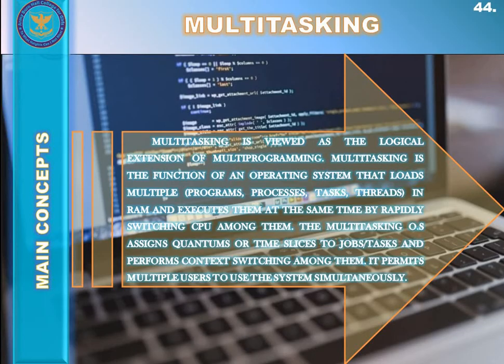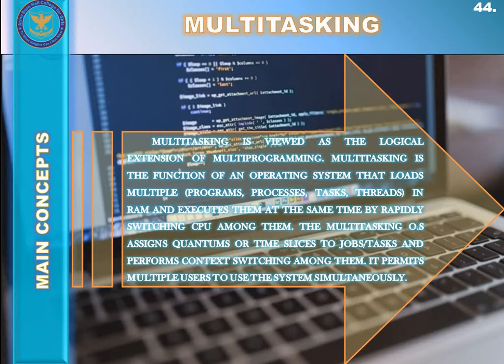Now, dear students, we are done with multithreading. We are done with multiprogramming. Multiple threads reside inside a process. Multiple programs reside inside a RAM, and the CPU executes them one by one at a time. Now the concept that arises is multitasking. Multitasking is viewed as the logical extension of multiprogramming. How is it the logical extension of multiprogramming?